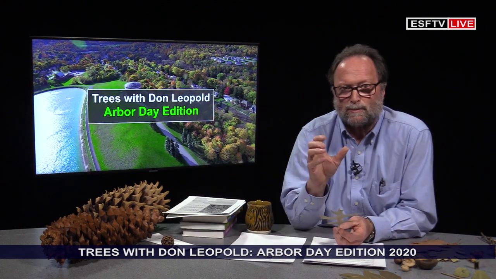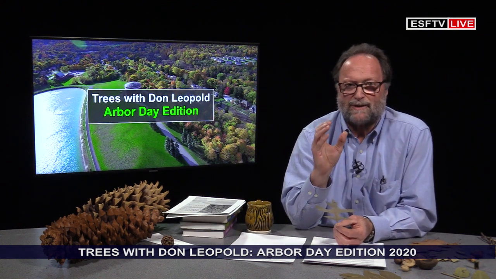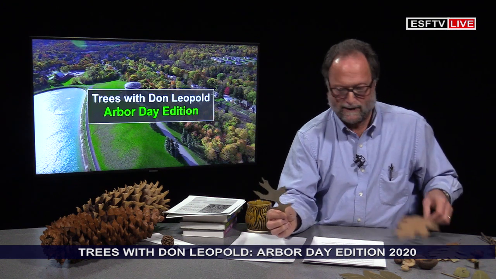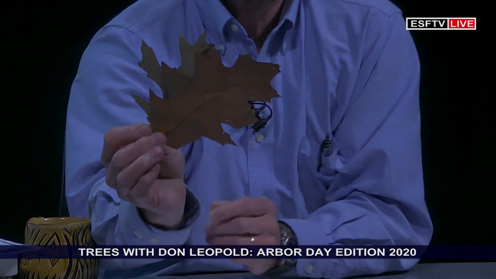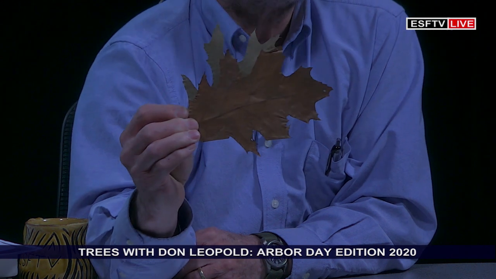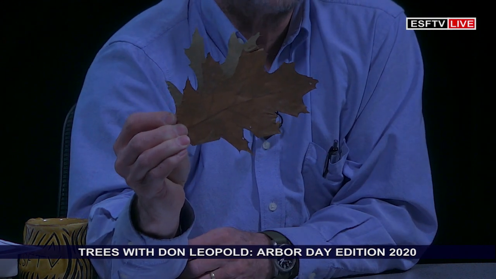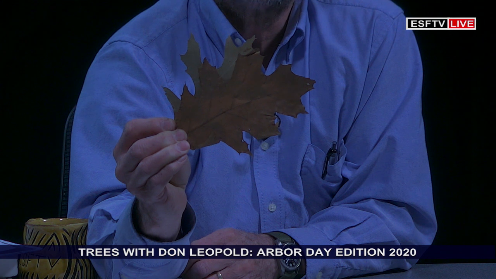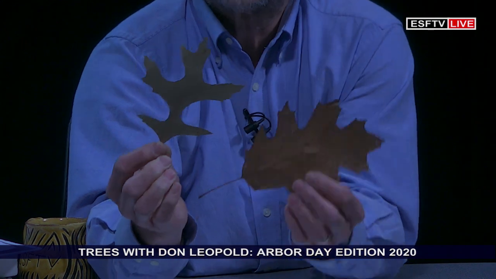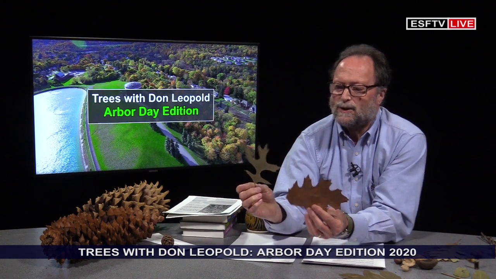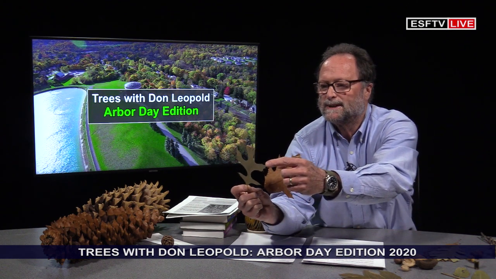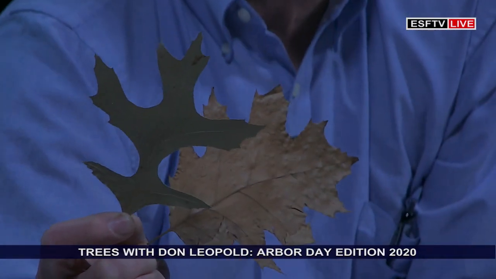There's a really distinct group of oaks that have leaves with bristle tips. And I hope you can see them on this close-up here. I have two different oaks, and they're both technically red oaks. One is the northern red oak, Quercus rubra, and the other is pin oak, Quercus palustris. So any oak that has a bristle tip is technically a red oak.